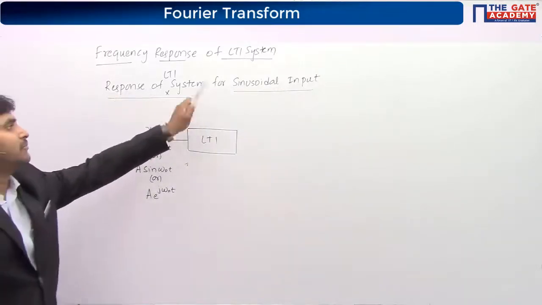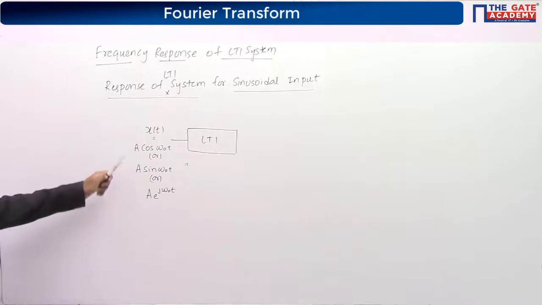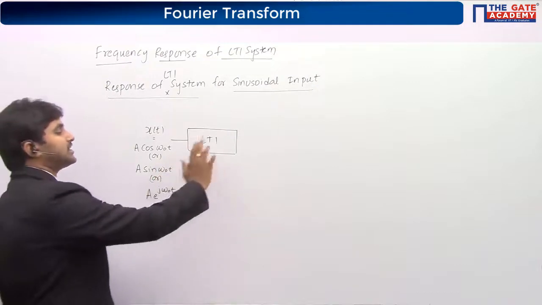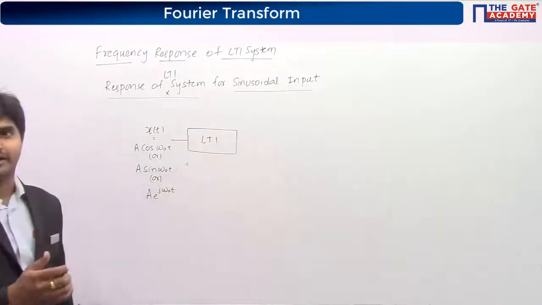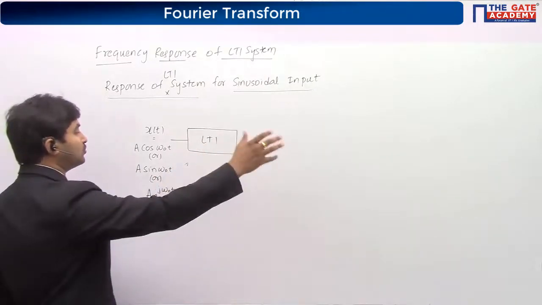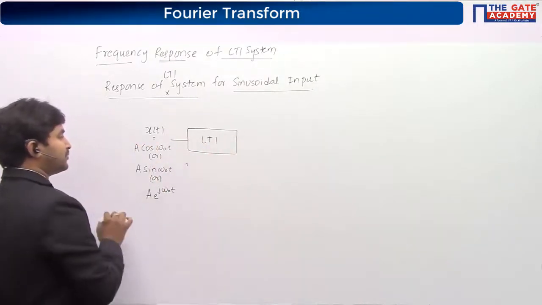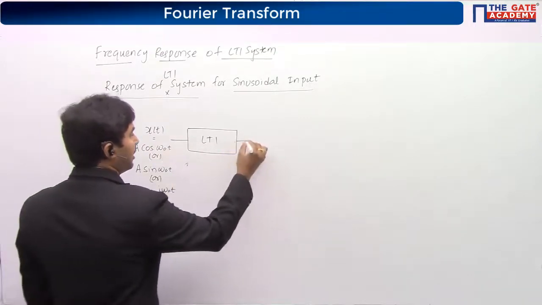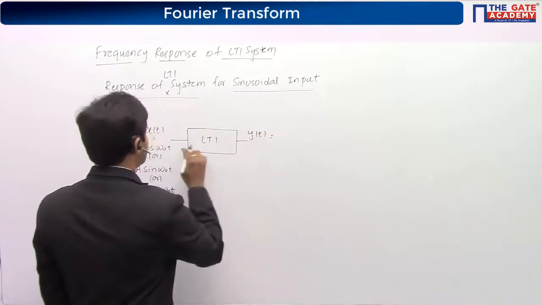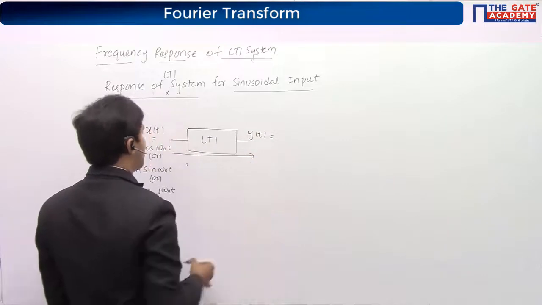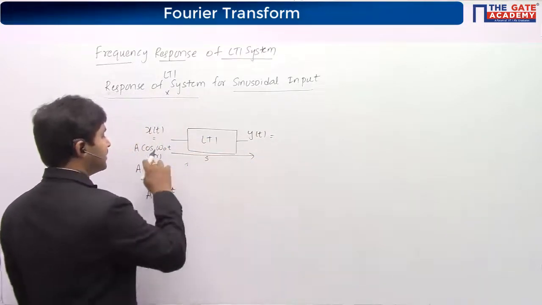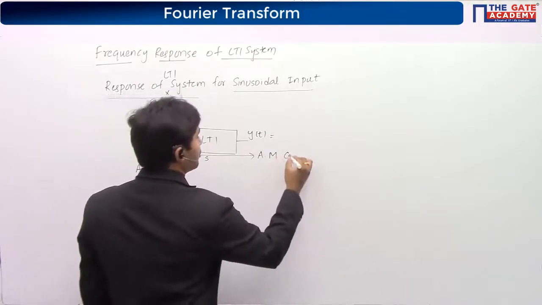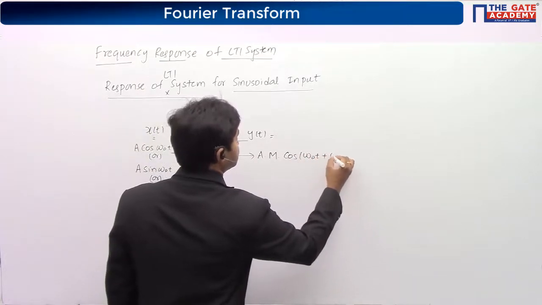The response of an LTI system for sinusoidal input. Whenever you apply the input as a sinusoid, the result will also be a sinusoid with some phase and magnitude change. For example, if I am considering A cos(omega naught t) as an input, then the output y(t), when you pass it through the system, will be A multiplied by M multiplied by cos(omega naught t plus phi).